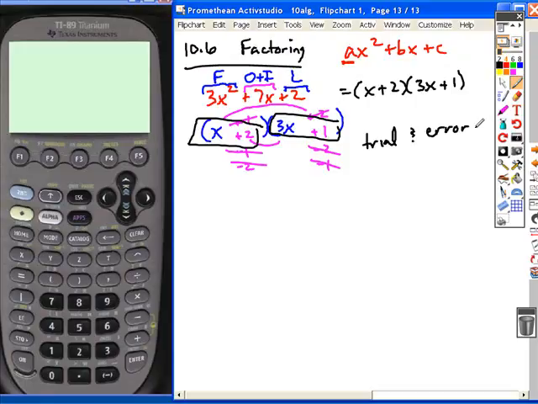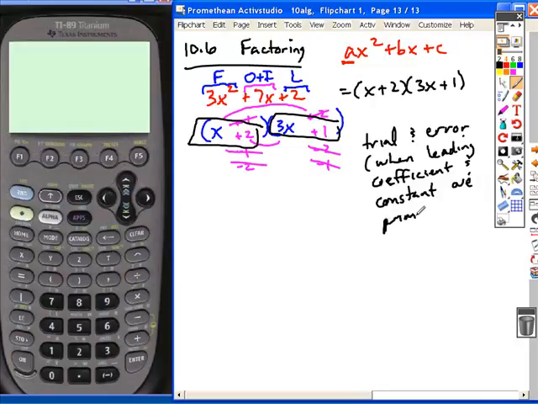Now, this method works well when your leading coefficient and your constant are both prime numbers. You guys know what prime numbers are? Okay, numbers that have two distinct factors, 1 and itself.